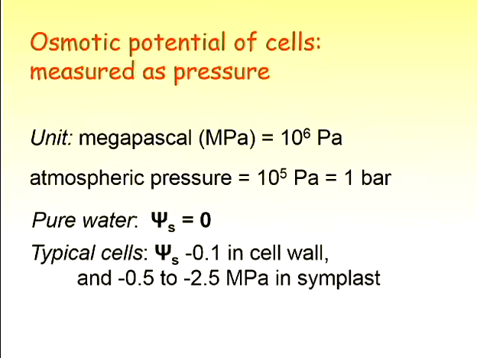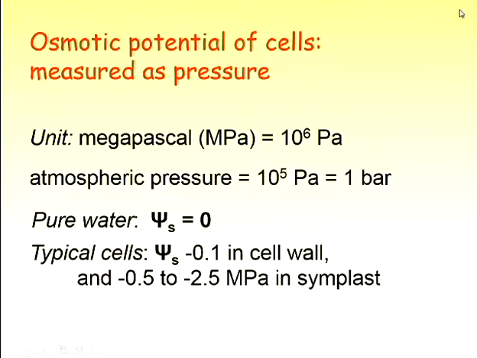So if you have, like I just said, a typical plant cell may have a solute potential of minus 1 megapascal. It would be 10 times higher than the atmospheric pressure, but it's not really air pressure like we're used to, but it's kind of water pressure.